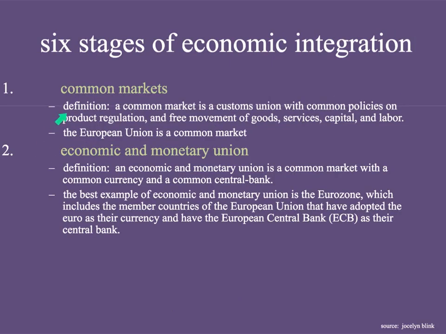The next stage of economic integration are common markets. And a common market is a customs union, so have that picture in your head, with common policies on product regulation, on free movement of goods and services, capital, and labor. And the European Union is a common market. And this is a good example here. If you follow international football at all, once the European Union was created as a common market, international players, labor, were able to travel freely within the common market and gain employment.